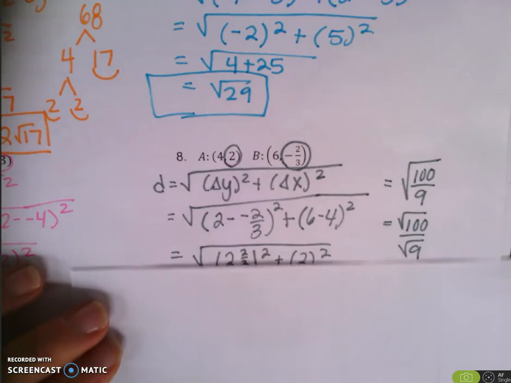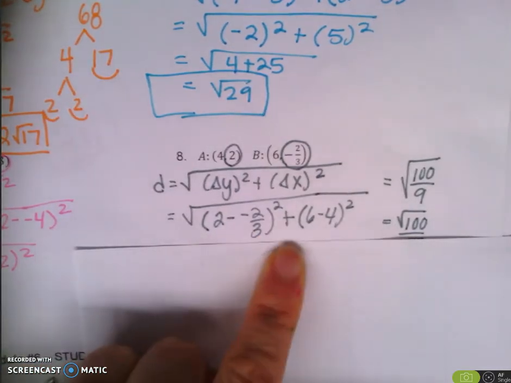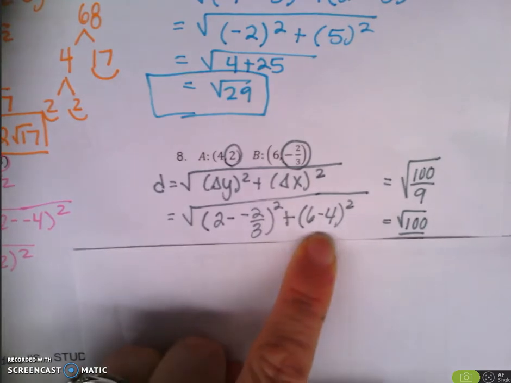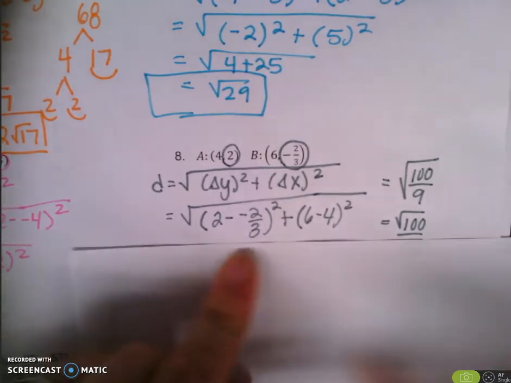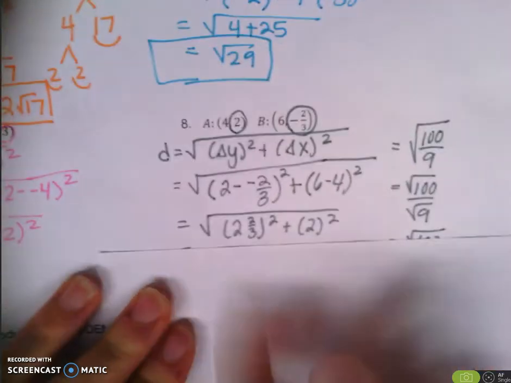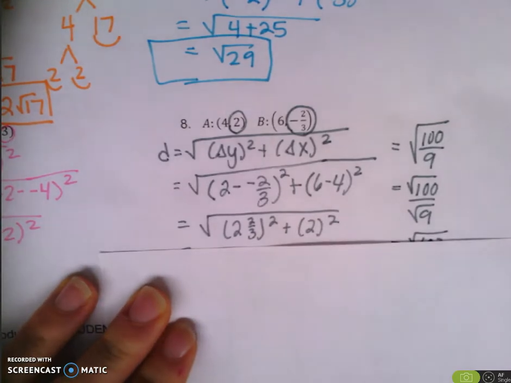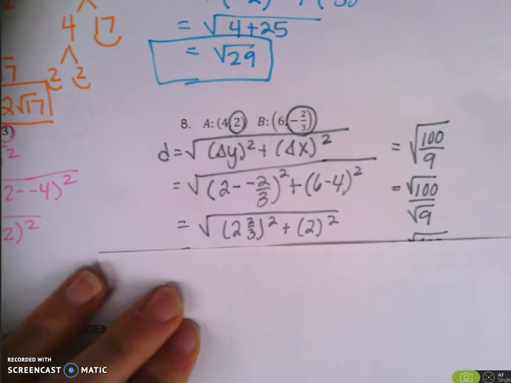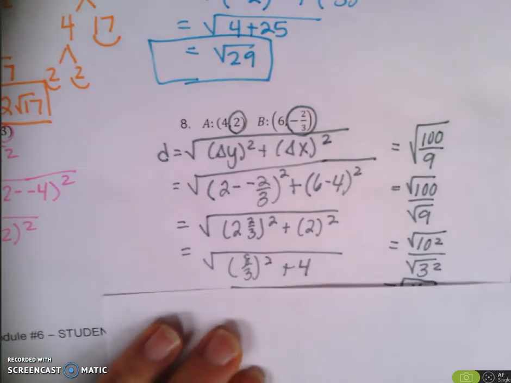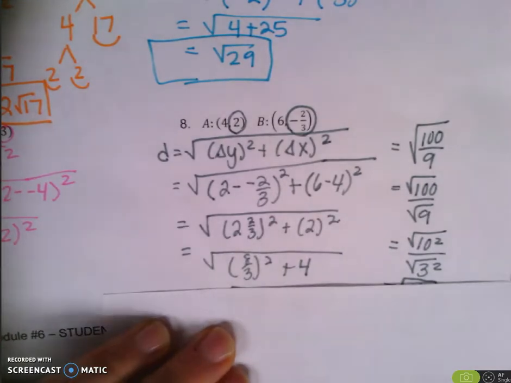Substituting in after I wrote my equation, I have 2 minus 2/3 squared plus 6 minus 4 squared. 2 minus 2/3 is 2 2/3. To square that, I'm going to change it into an improper fraction. 2 times 3 is 6, plus 2 gets me 8. So I have 8/3 squared, and I said 2 squared is 4, which is good.